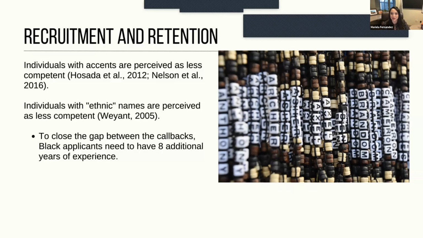I did look a little bit more into that. And what I didn't realize is that applicants with white-sounding names received about 50% more callbacks than those individuals with an ethnic-sounding name. And as far as closing that gap, Black applicants had to have about 8 additional years of experience to get the callback at the same rate as whites. So definitely not fair, one would say. If we bring candidates in for an interview, for example, individuals with accents were perceived as less competent.